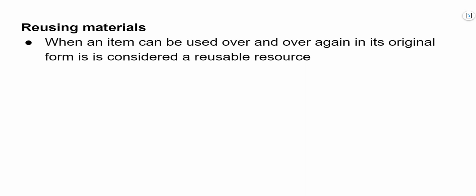If you want something to be classified as a reusable resource, then we're talking about using this material over and over again, but in its original form. Doesn't necessarily mean for its original purpose, but in its original form. We don't have to do any reprocessing of this material in order to use it again. Some good examples.